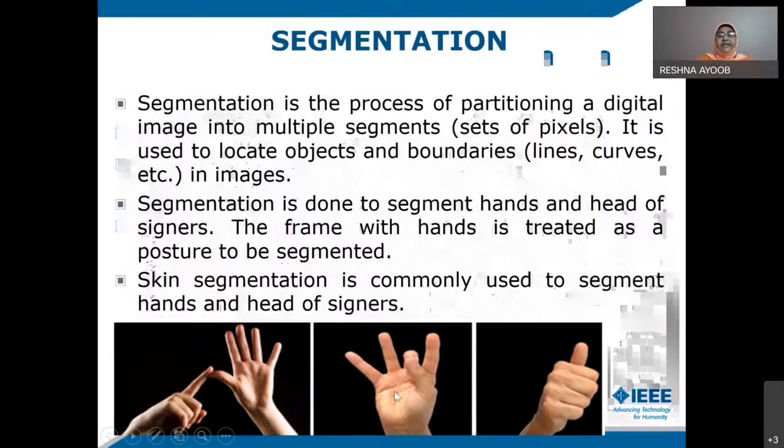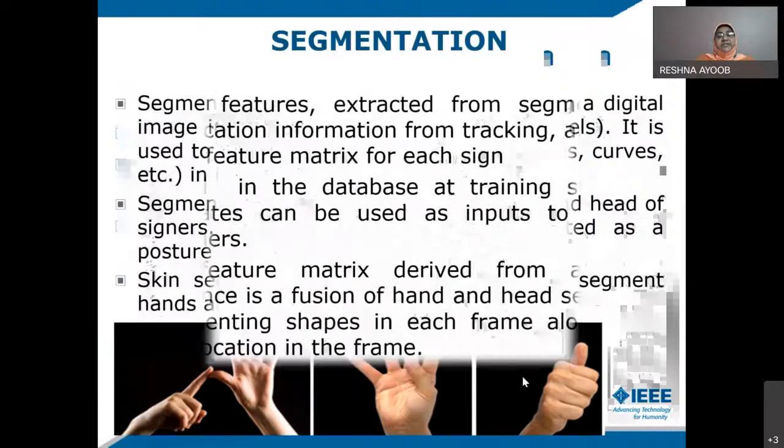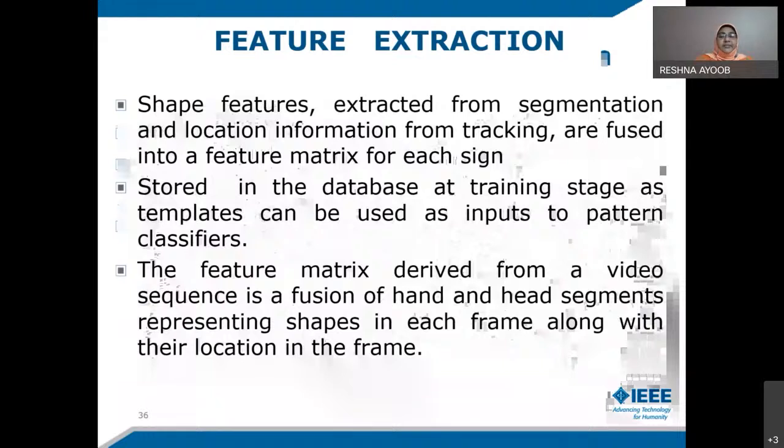The matrices are different for each sign. The matrix for this sign is different from that of this one and that of this. So we can clearly identify each sign from the matrix stored in the database. Shape features extracted from segmentation and location information from tracking are fused into a feature matrix for each sign.